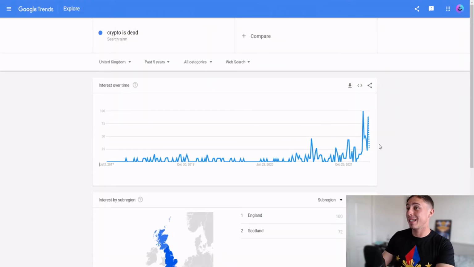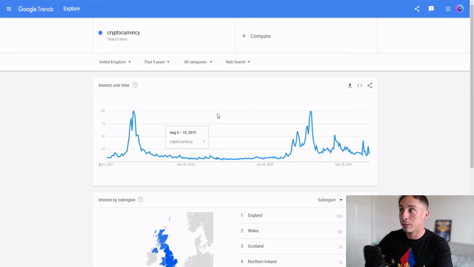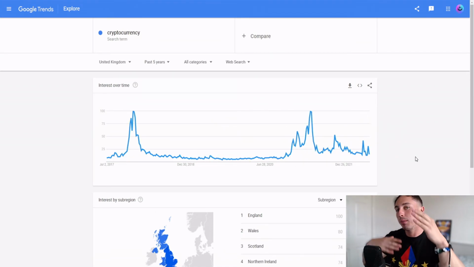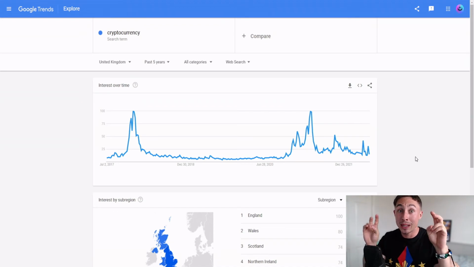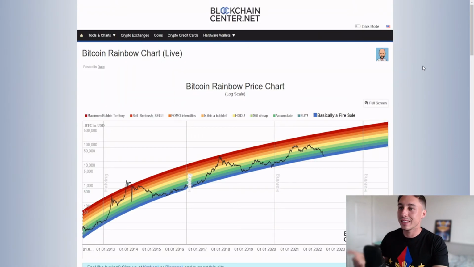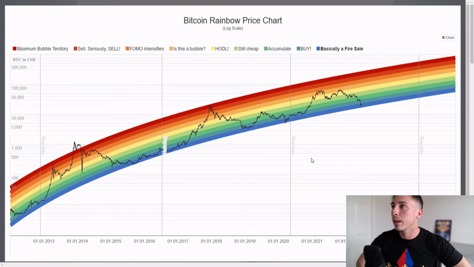We can also see crypto is dead is trending on Google Trends at the moment. And on the contrary, cryptocurrency is on the decline. So the completely inverse: cryptocurrency search volume goes down, crypto is dead, search volume goes up. Of course, it's another bullish indicator. Bitcoin is dead, Bitcoin is a scam. We've seen this in the headlines before. Anyway, guys, as you can see, we're sitting pretty in the blue section on the Bitcoin rainbow chart, meaning it's effectively a good time to buy.